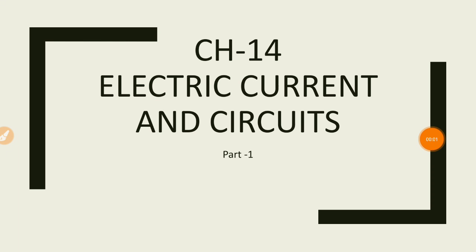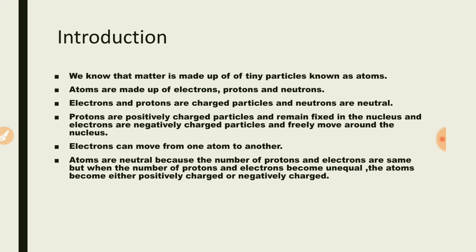So good morning students. Today we are going to start chapter number 14, that is electric current and circuits. First of all, we know that matter is made up of tiny particles which are known as atoms, and atoms are made up of electrons, protons and neutrons. Now what are electrons, protons and neutrons? Electrons and protons are charged particles and neutrons are neutral, means it carries no charge.